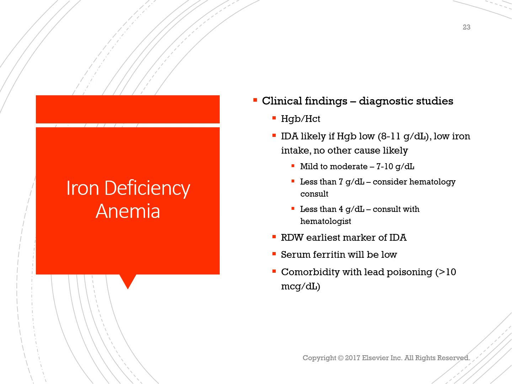Diagnostic studies, again, we're going to check the hemoglobin and hematocrit. If we have an iron deficiency anemia, that's going to be likely if the hemoglobin is low, so between 8 and 11, if they have low iron intake and there's no other cause that's likely. Mild to moderate would be considered between 7 to 10. If it's less than 7, we want to go ahead and consider a hematology consult. But if it's less than 4, we absolutely send them on to the hematologist. Your RDW result is your earliest marker of iron deficiency anemia. And their serum ferritin will be low, and this is a comorbidity with lead poisoning.